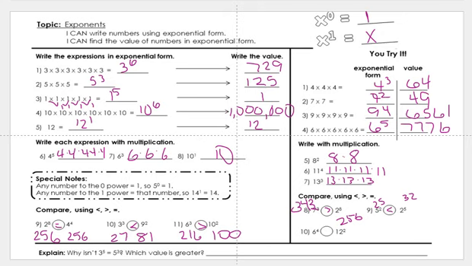6 to the 4th is 1,296. And then 12 squared is 144. So this one is larger.